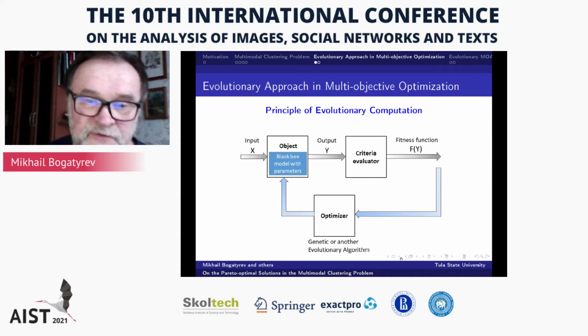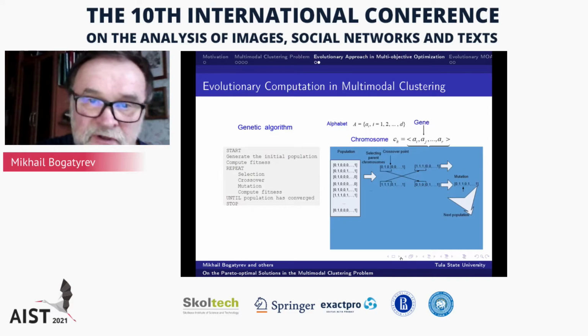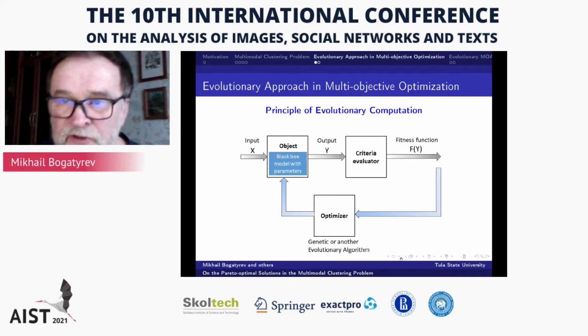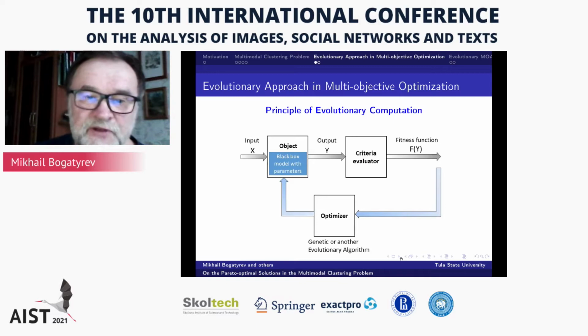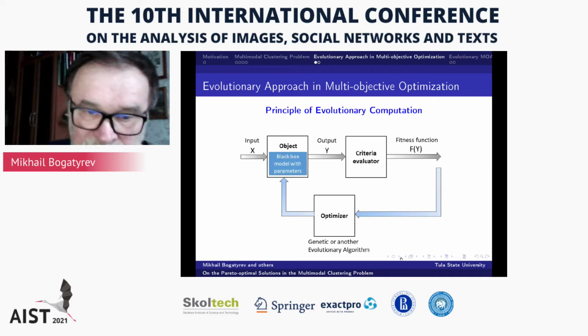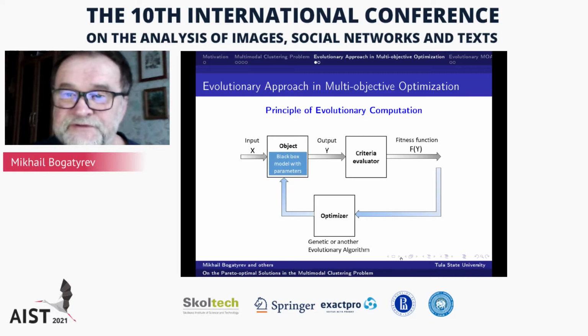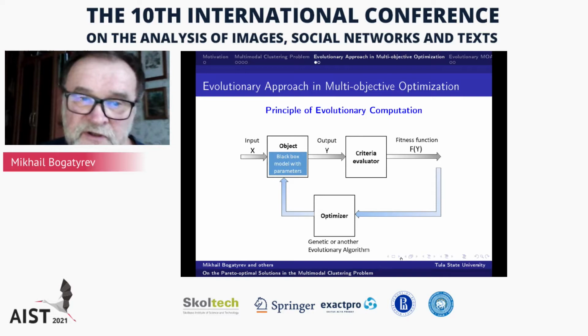They use chromosomes, genes, and population, and random manipulation of the parameters of these objects. Also, evolutionary computation can be represented as a black box model, and the model with feedback, where feedback is realized by an optimizer, and genetic or another evolutionary algorithm plays the role of optimizer here. And the criteria evaluated is a very important part of this scheme. The criteria is named the fitness function, and mostly evolutionary computation is applied in parametric optimization problems.